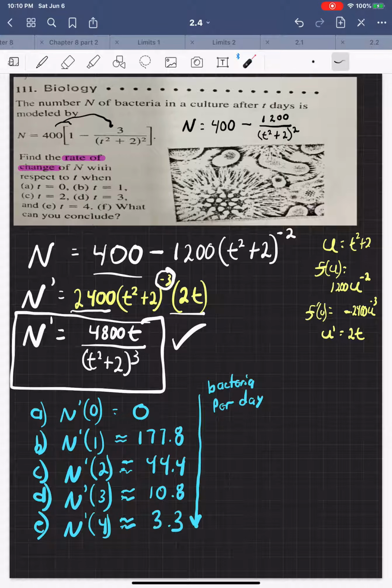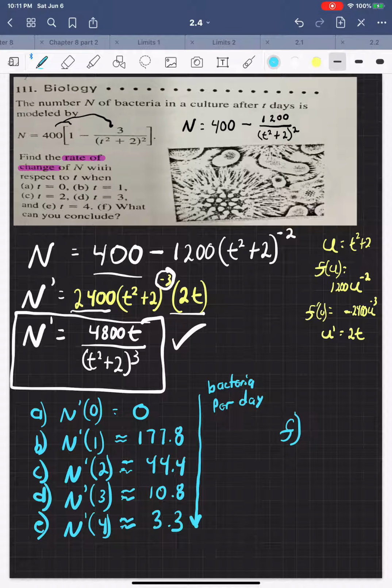All right, so 1 day into the experiment, notice it's a positive number, so that means the bacteria is increasing, and it's increasing at 177.8 bacteria per day. 2 days into the experiment, the population is still increasing, but now it's only increasing at 44.4 bacteria per day. And so forth.